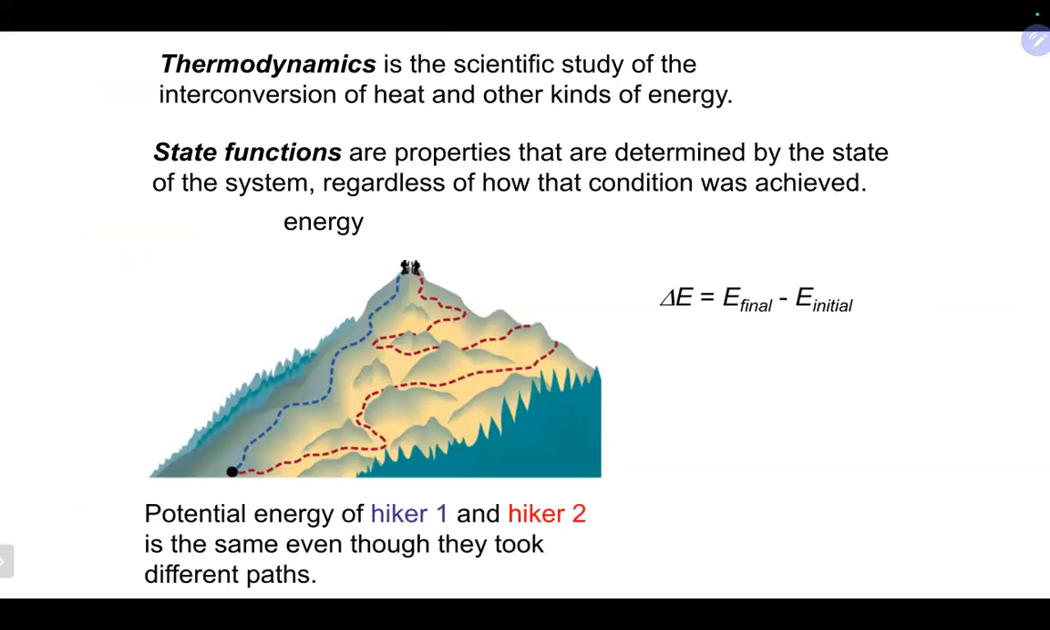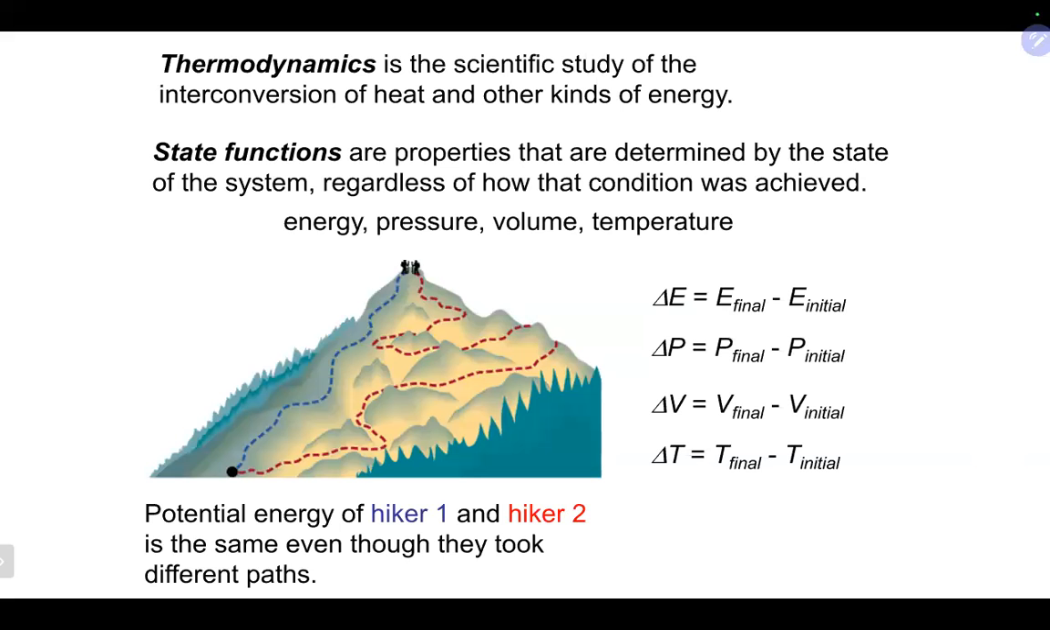Now, when we talk about energy, which is again the study of thermodynamics, energy, along with things like pressure, volume, and temperature, are what are referred to as being state functions. And what state functions are is pretty much this. It doesn't really matter how you get there, what path you took to get there. What really is important in state functions is pretty much two things: where you started and where you ended. So your final and your initial are really the most important thing.